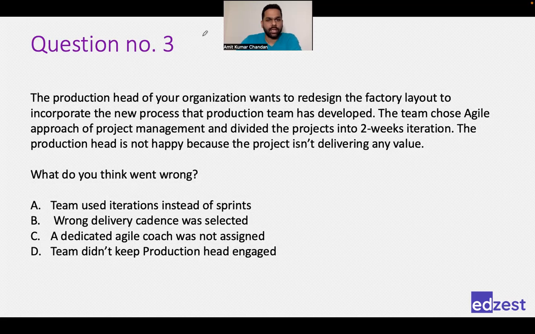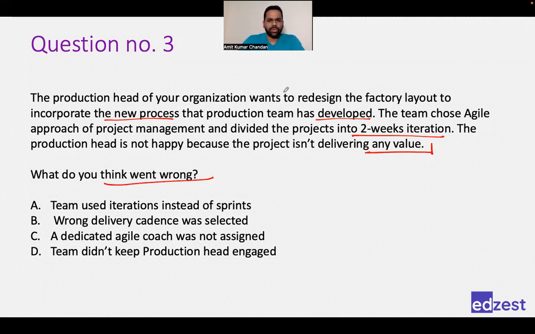All right, so let's discuss this. The production head of your organization wants to redesign the factory layout to incorporate the new process that the production team has developed. So this is a project where we are trying to incorporate a new process. The team chose an agile approach of project management and divided the project into 2 weeks iterations. The production head is not happy because the project isn't delivering any value. What do you think went wrong?